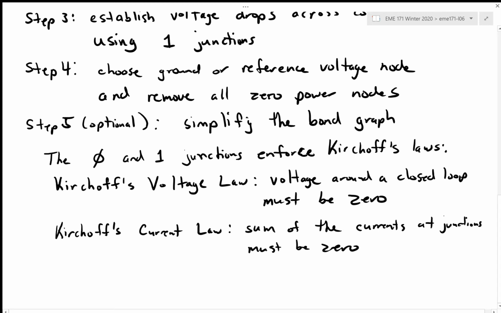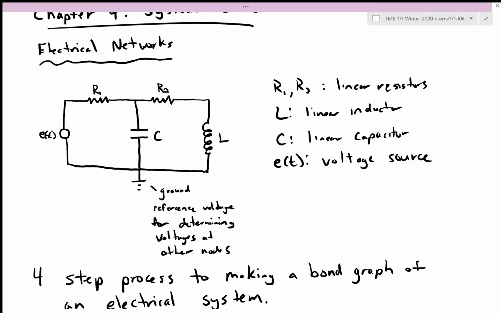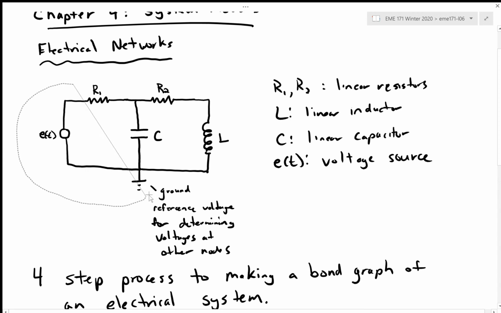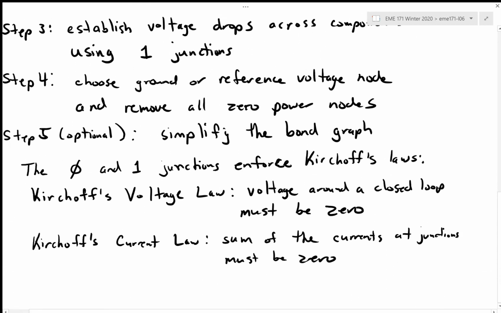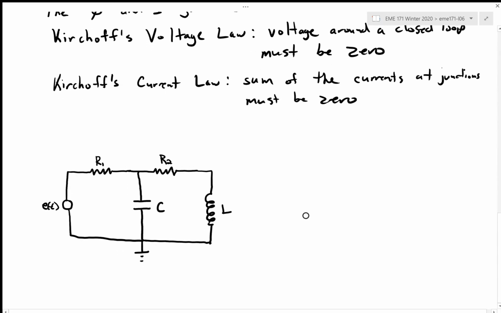So let's look at our circuit and let's see if we can apply these 4 steps. So I'm going to come up here and grab this, we can reuse it. All right, so this is the circuit we have. Our first step is to assign a power convention. All right, so we're going to be establishing voltage drops across each of these pieces.